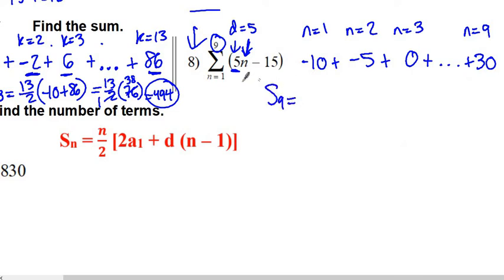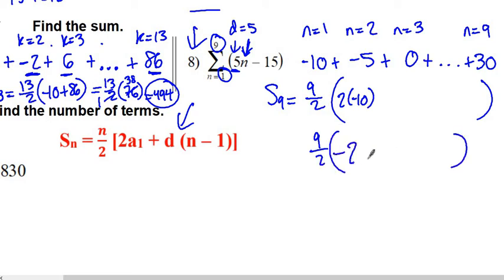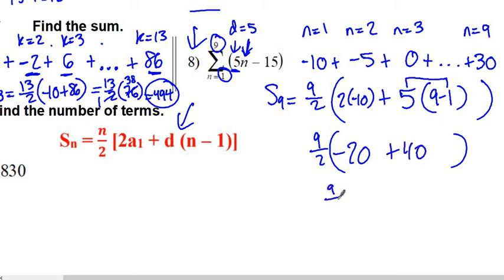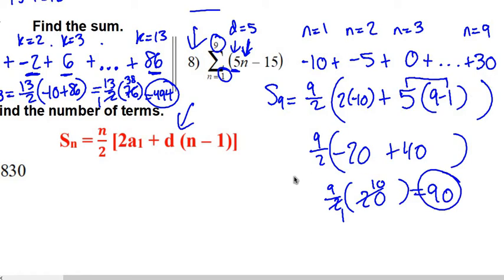So we want to find the sum of the first 9 terms. And we know we have 9 terms, so we're going from n equals 1 to n equals 9. So we're using this formula right here. 9 over 2 times 2 times a sub 1 would be 2 times negative 10, which is negative 20. And then plus the common difference here, which is 5, because we're going up by 5 each time. N minus 1 would be 9 minus 1. So 5 times 8 is 40. So we have 9 over 2 times, this turns out to be 20. Those will cancel, and we're left with the final answer of 90 as the sum of that series.